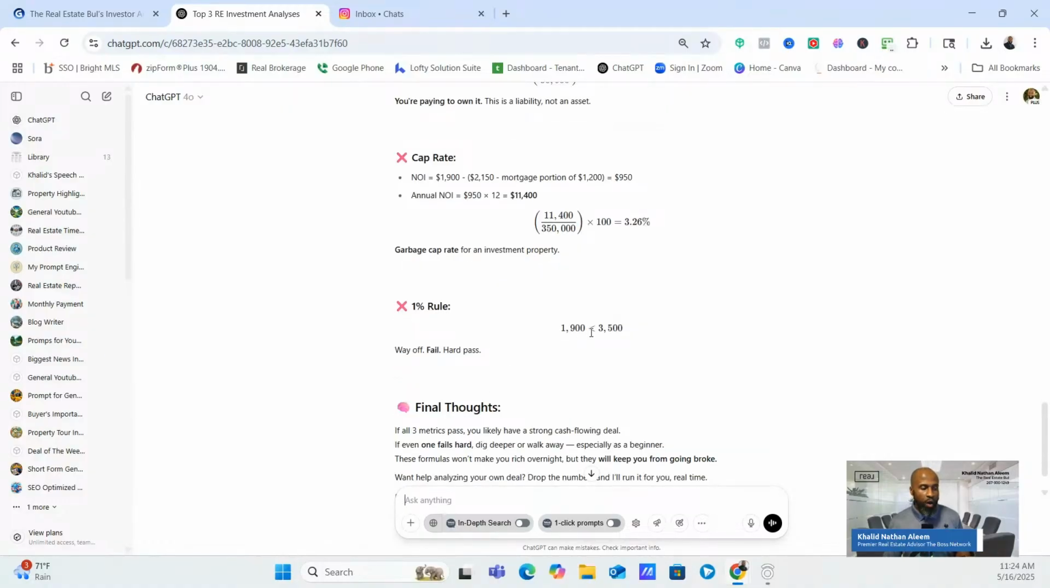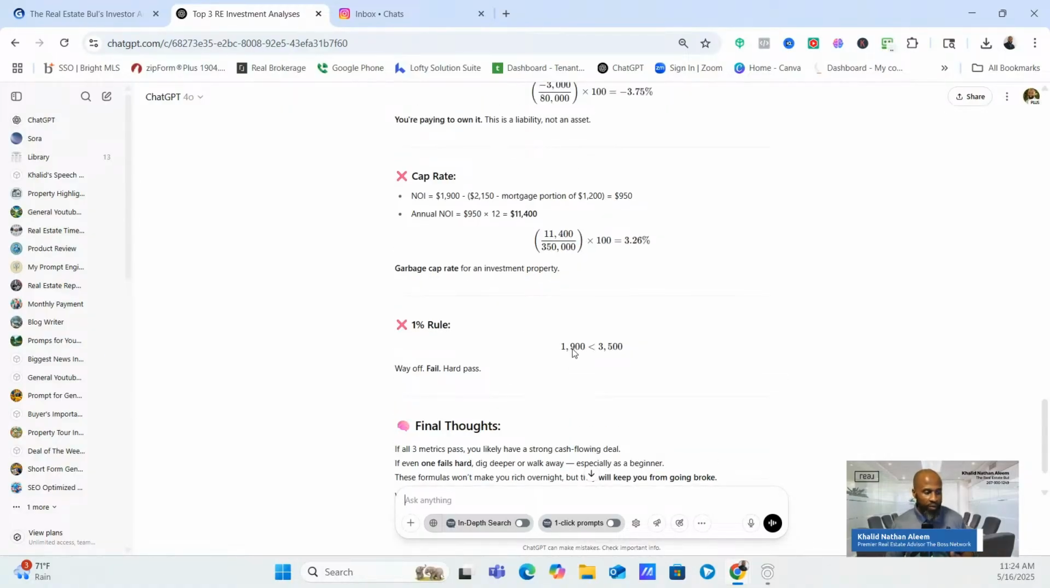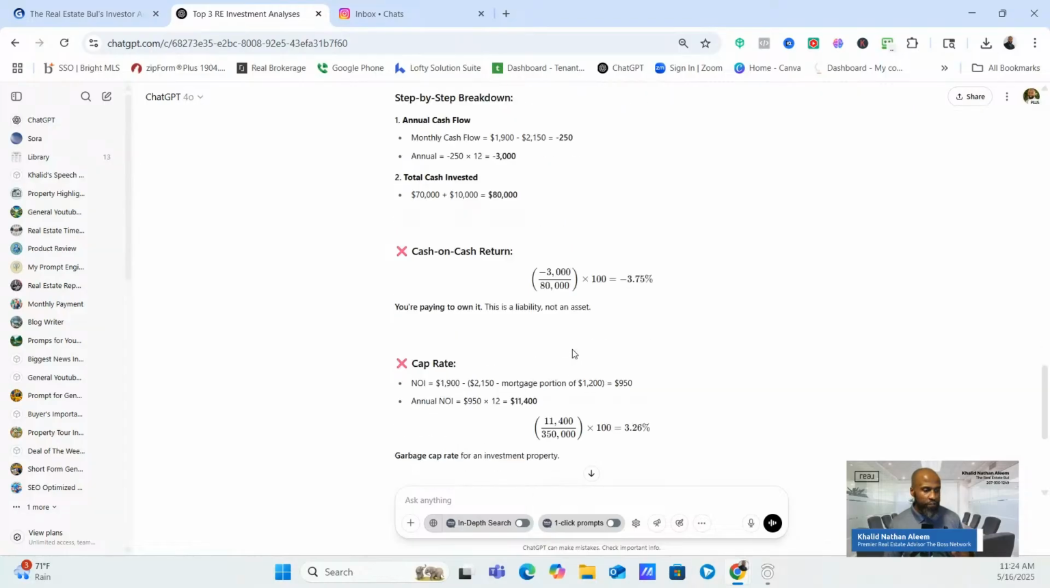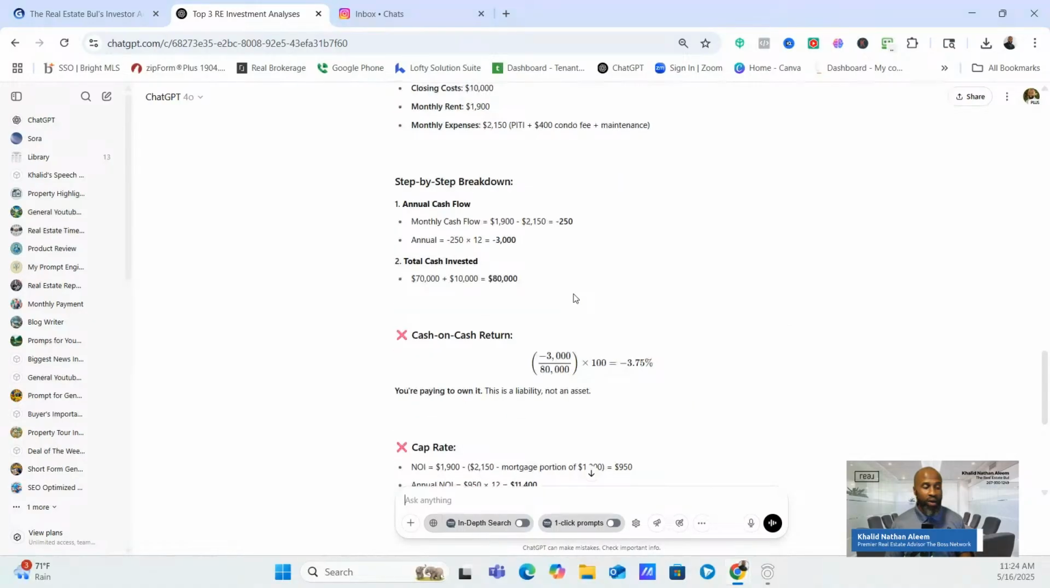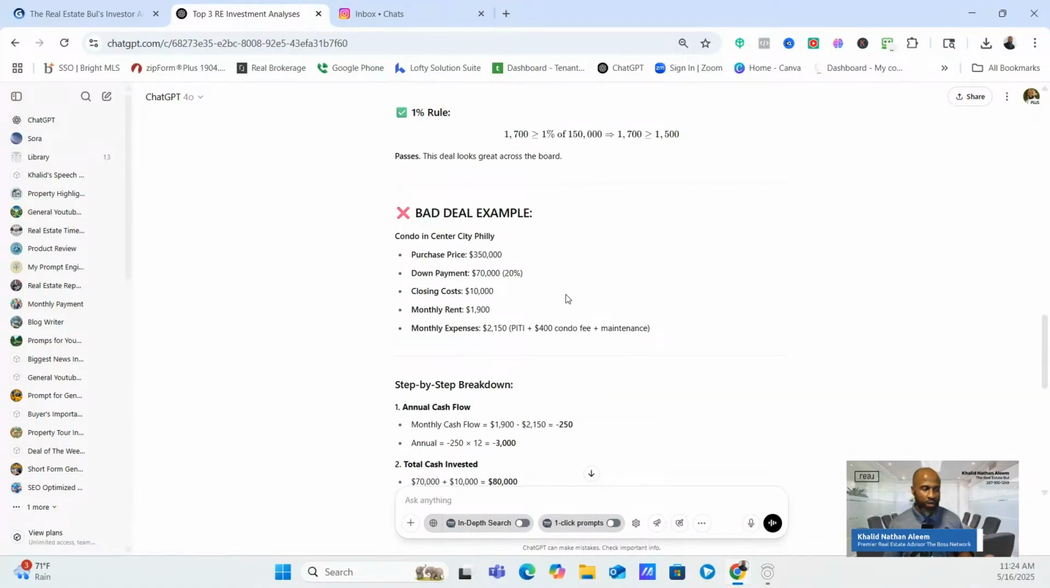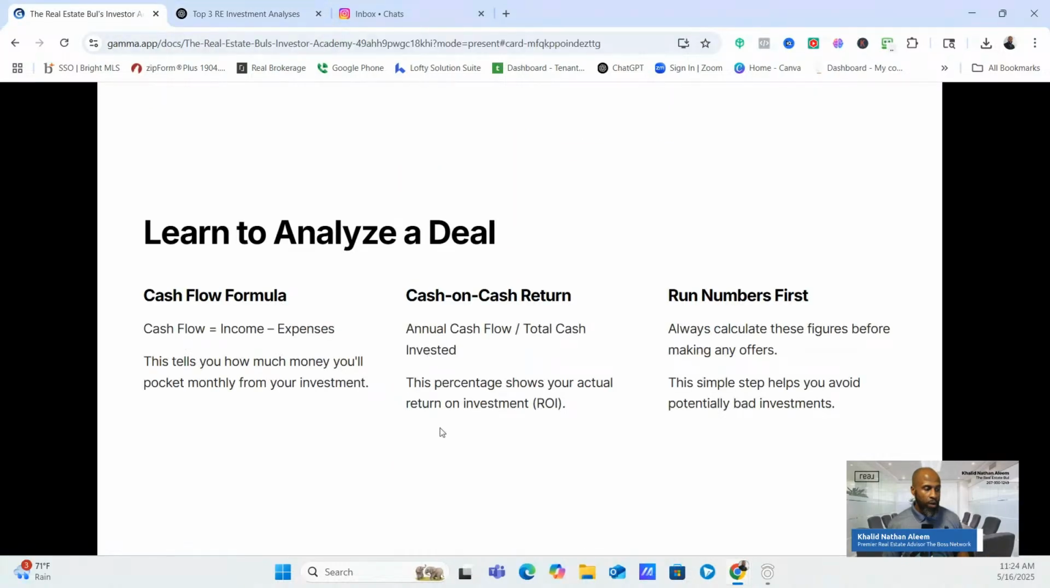And what we were charged was $350,000 for this. That means 1% of that is $3,500. Well, that's more than what the rent would be. So all this is showing that the second one is a bad investment. I just wanted to show you guys how to run some numbers.